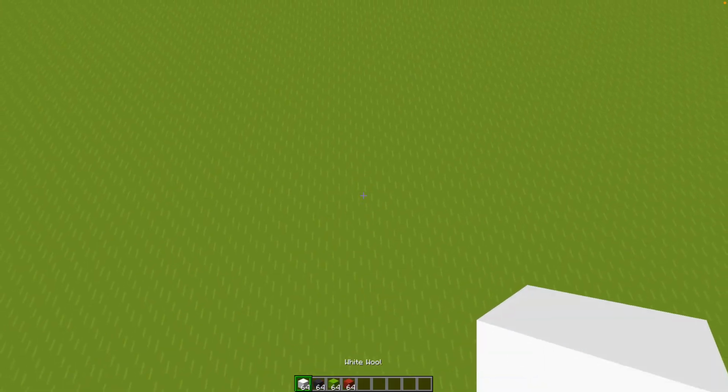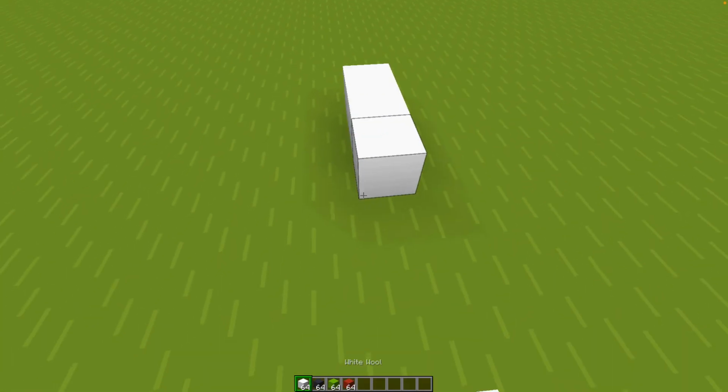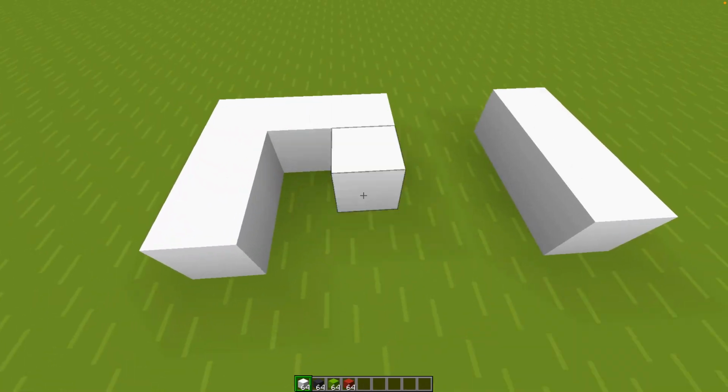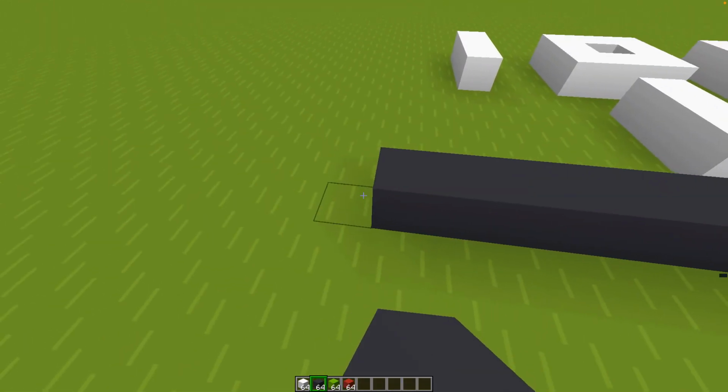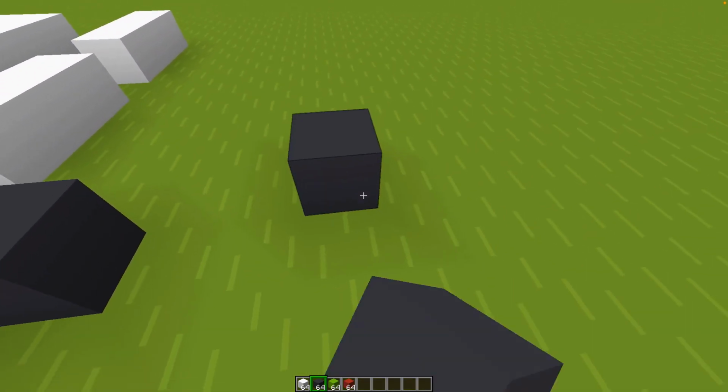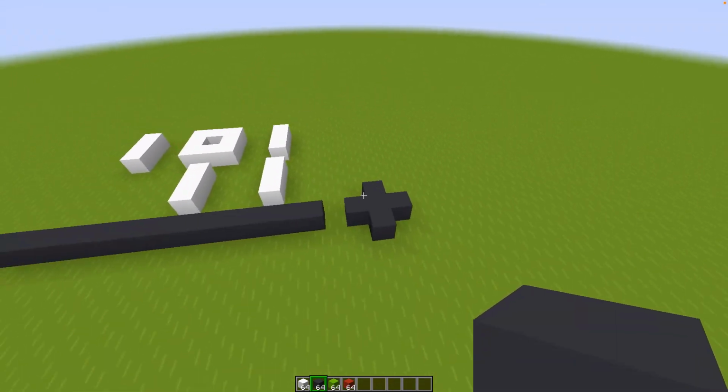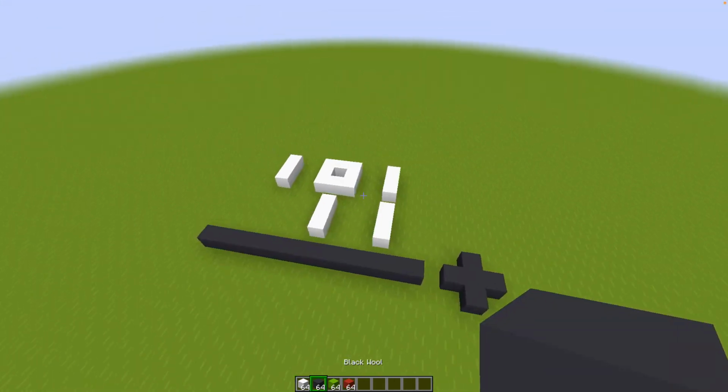I'm going to have 4 pieces of wool to demonstrate, and we're just going to be adding 5 to 3. And I'm going to have this border right here just for decoration, and the operation, which is addition. So 5 plus 3. How are we going to do that?